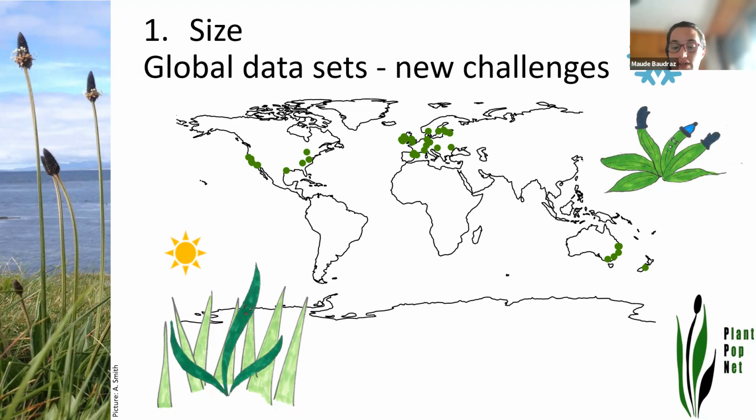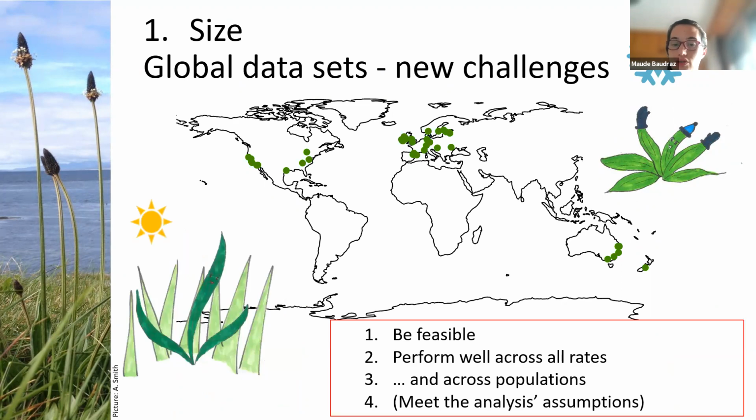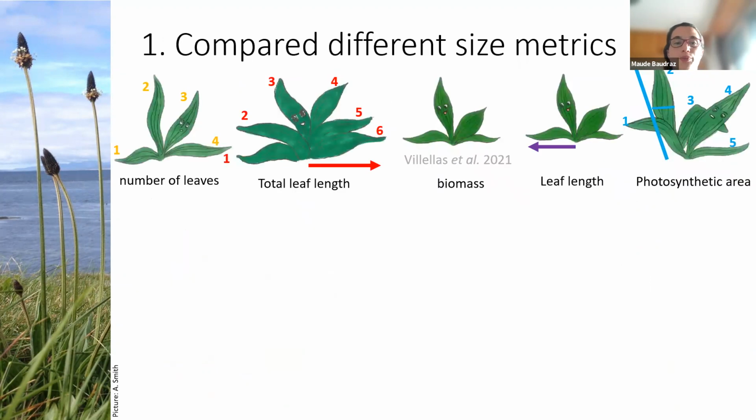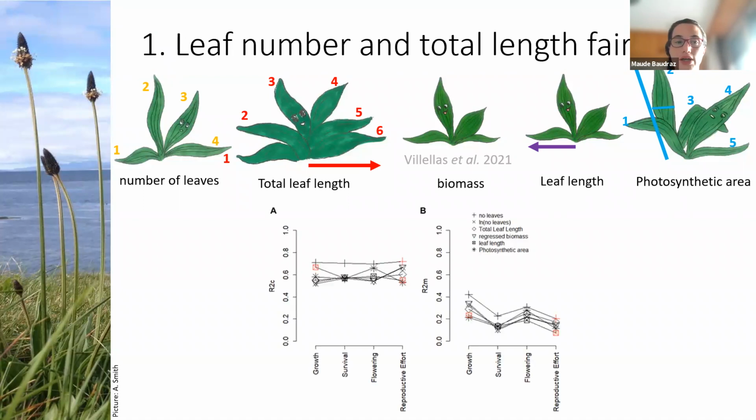So how do I capture these sizes? I decided to look for a metric that was measurable, that could perform well across vital rates and well across populations, and of course, that would meet the assumptions of any analysis I wanted to apply it to. So I compared different size metrics from different studies that had already been performed, based on what we had from the PlantPopNet, and I performed my study at the genet level. And I had several criteria. I will only show you one in this talk, which is here.